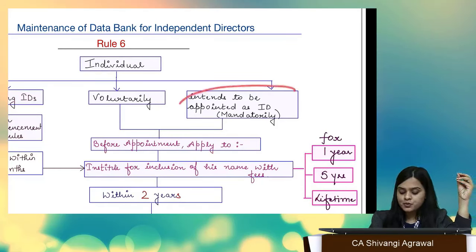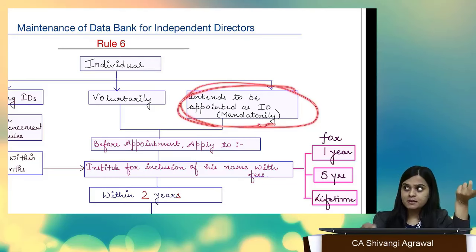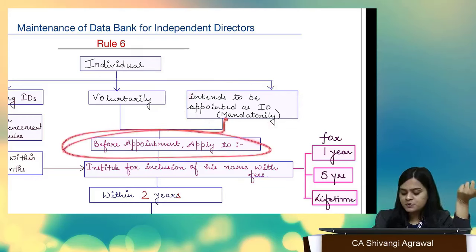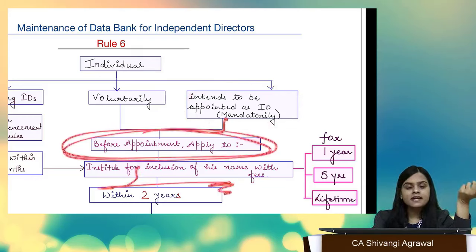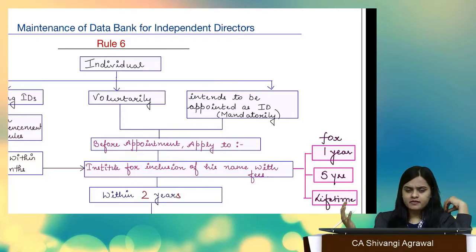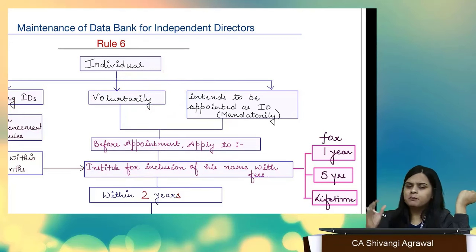And after this rule, anyone who wants to be appointed as an independent director, that means some company is proposing you to be appointed as independent director, you must include your name in the data bank before your appointment. And supposedly I'm not being appointed by anyone as independent director yet. I find this as a career opportunity and I want to include my name voluntarily. I don't even have DIN. I'm not a director of anyone. Can I? Yes, you can. So voluntarily also you can apply for inclusion of your name in the data bank.